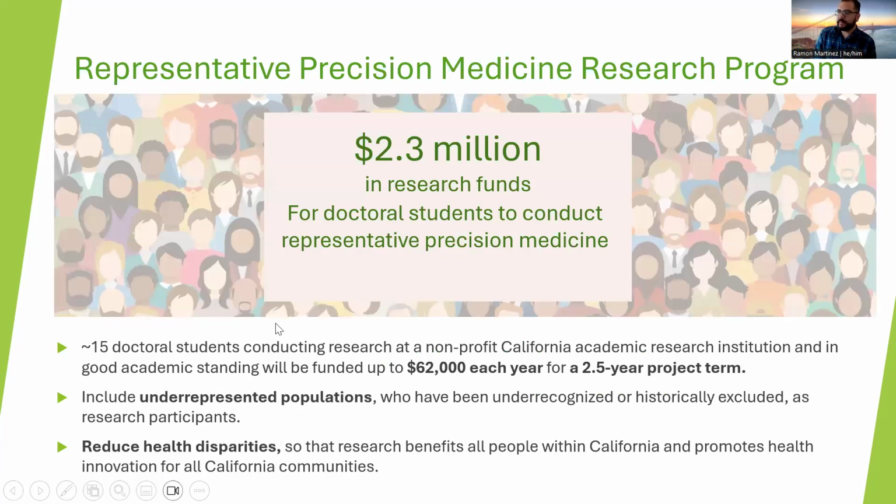So let's start a little bit about the commitment for this research program from the state. California is investing $2.3 million in research funds for doctoral students to conduct representative precision medicine as a research topic. And we'll talk a little bit about what that means in a second. We'll be funding approximately 15 doctoral students conducting research at nonprofit California academic research institutions who are in good academic standing and will be funded at up to $62,000 each year for a 2.5-year project term.